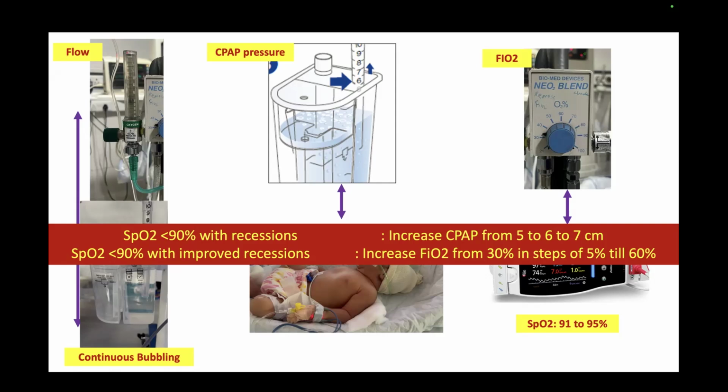But if the baby has hypoxia, that is saturation less than 91%, but there are no retractions or only minimal retractions, that means the lungs are open. Then you keep increasing the FiO2 in steps of 5%, up to a maximum of 60%, to get saturation between 91 to 95%. So, a hypoxic baby with retractions, you increase the CPAP pressure. A hypoxic baby without retractions or with mild distress, you increase the FiO2 to get the saturation between 91 to 95%.